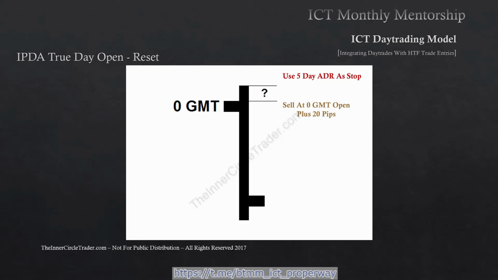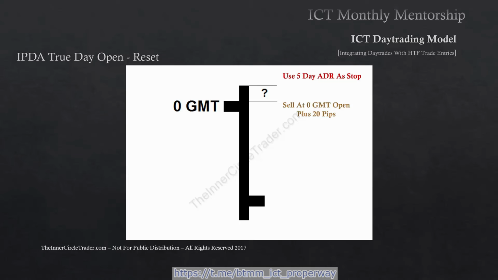So let's give an example. Say you were getting in at 1.5000, and the average daily range is at 50. You would get in at 105.00, and your stop would be at 105.50. Now, that's a relatively small stop, but that would be an example.